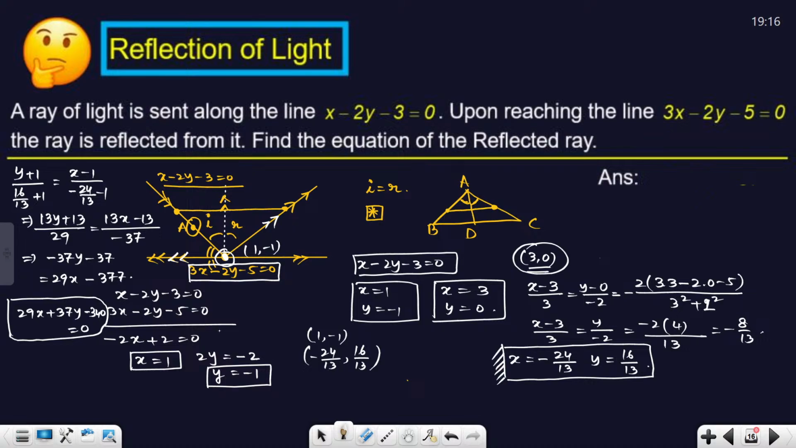Why? Because now we have 2 points on the reflected ray. So I will simply use the 2-point form to get its equation. That's it. As simple as that.